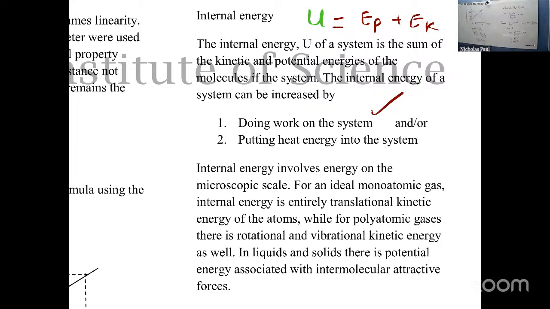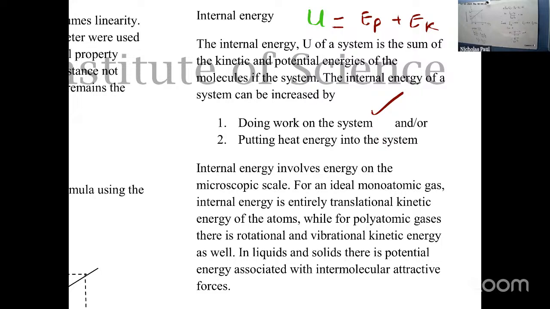So the internal energy U of a system is the sum of the kinetic and potential energy of the system. The internal energy of a system can be increased by doing work on the system and/or putting heat energy into the system. Those are two ways that we can increase the internal energy. Internal energy involves energy on a microscopic scale. For an ideal monoatomic gas, internal energy is strictly kinetic.